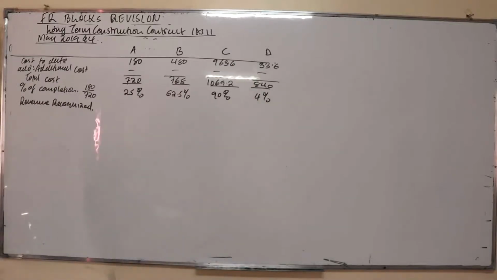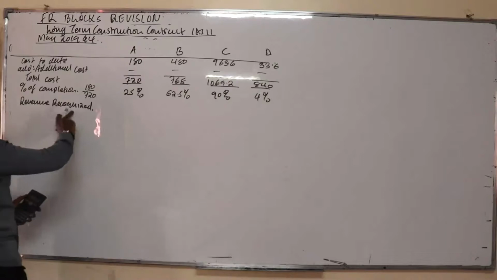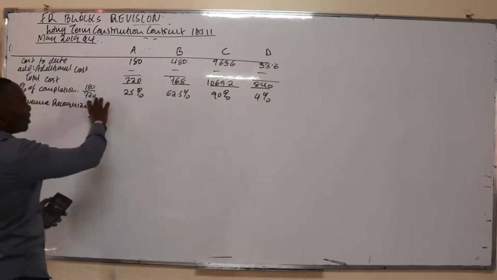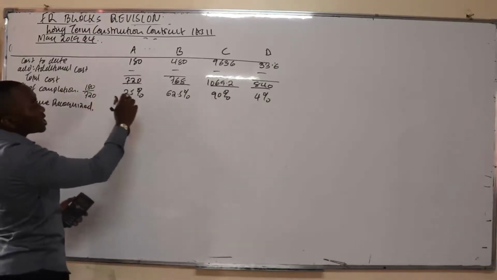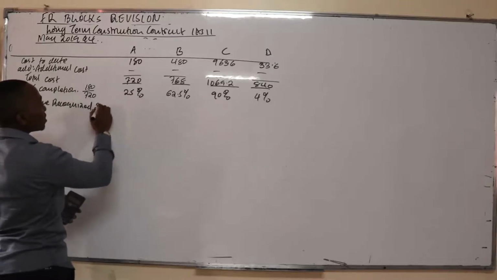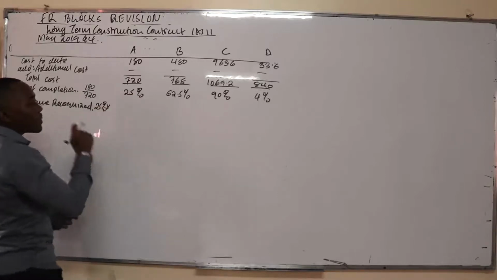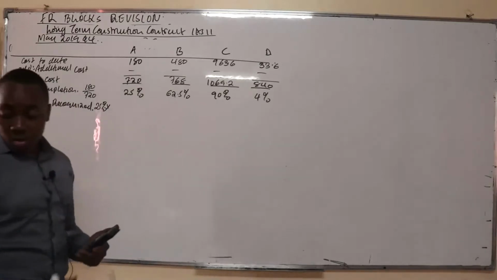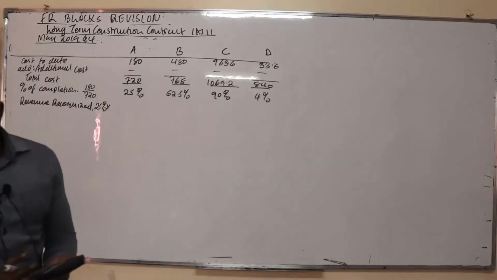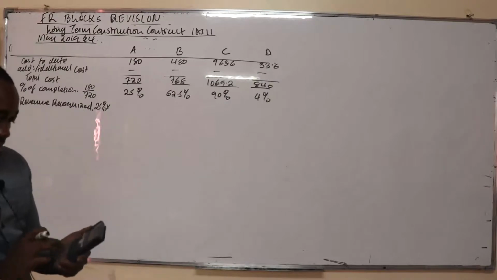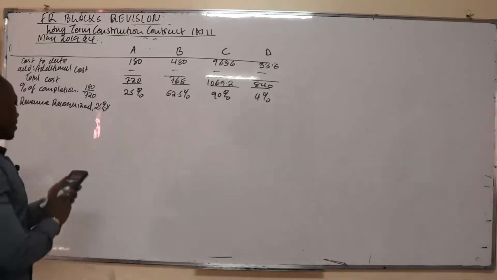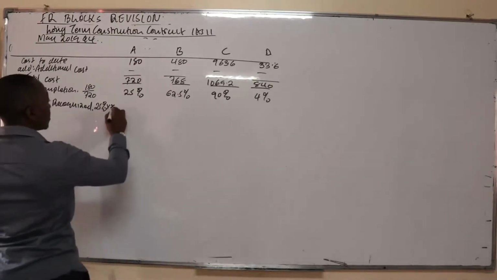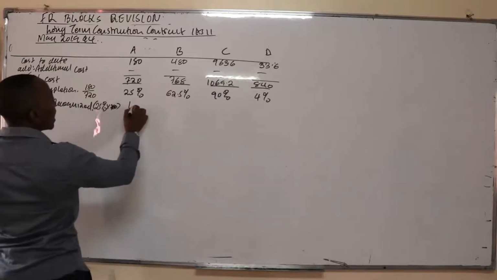So now with that, we can recognize our revenue. How do we get the amount of revenue recognized? Revenue recognized, you take percentage of completion, for example 25%, and multiply by the contract price. Let's go to contract A. How much was the contract price? The contract price was 780. So you take 25% of 780, and you'll get 195.